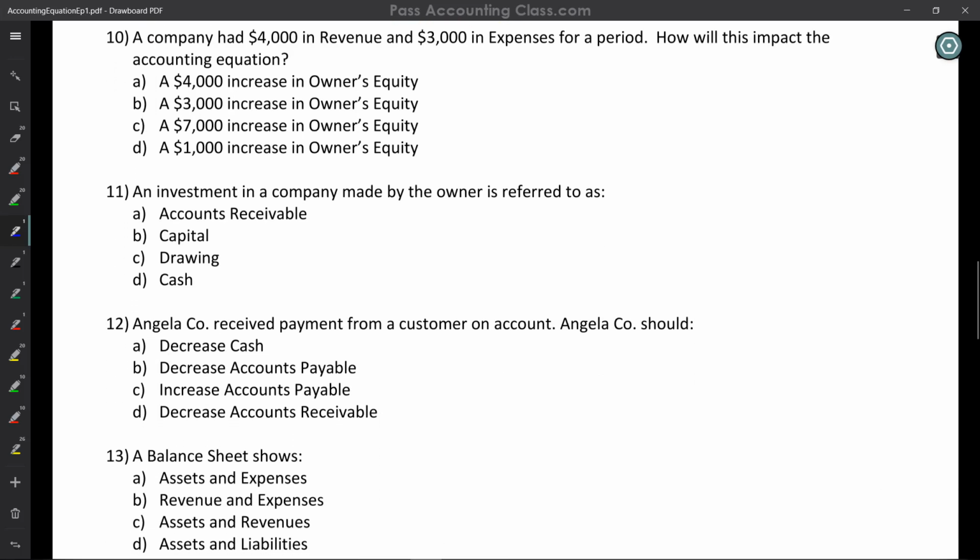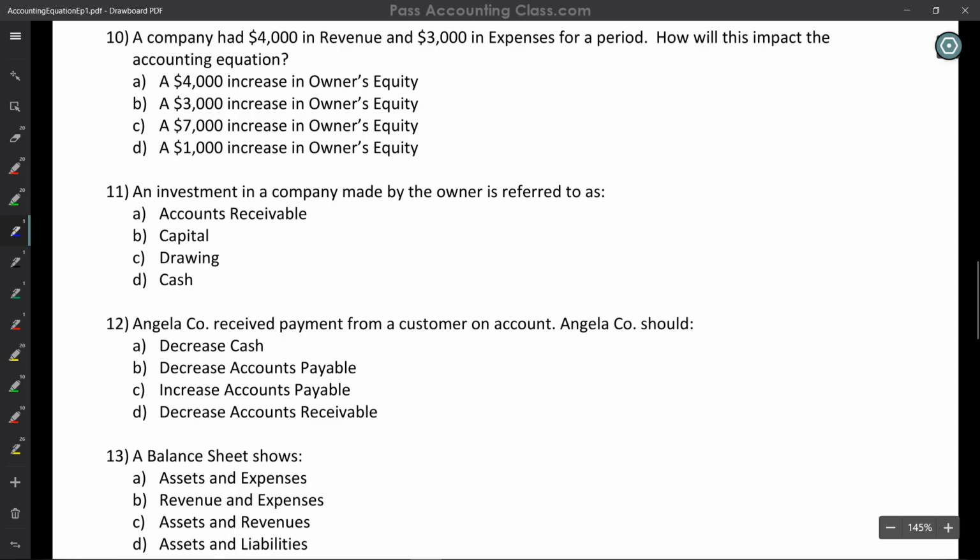Question 10 says, a company had $4,000 in revenue and $3,000 in expenses for a period. How will this impact the accounting equation? A $4,000 increase in owner's equity, a $3,000 increase in owner's equity, a $7,000 increase in owner's equity, or a $1,000 increase in owner's equity.